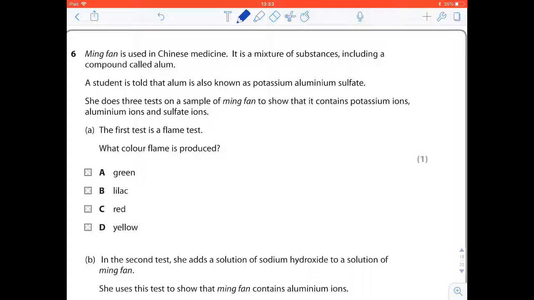Question 6, you really need to know your qualitative analysis tests and have learned them well and be able to apply them to some slightly unfamiliar scenarios. So the first one, think about the fact that it contains potassium ions, aluminium ions and sulfate ions. If you know your flame tests, you only need to know a limited number of flame tests. Aluminium we never do in a flame test, sulfate we never do in a flame test. You just have to remember that potassium gives you a lilac flame every time.